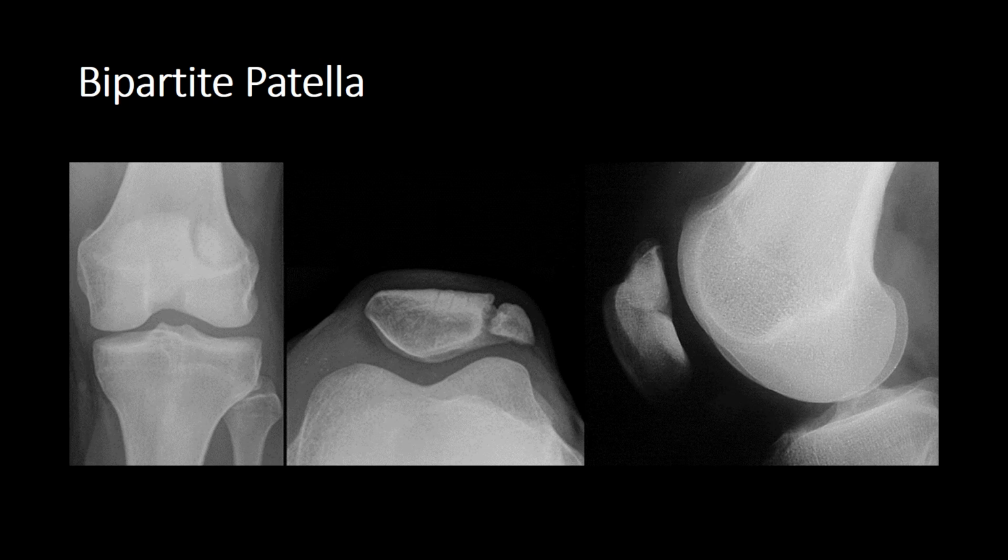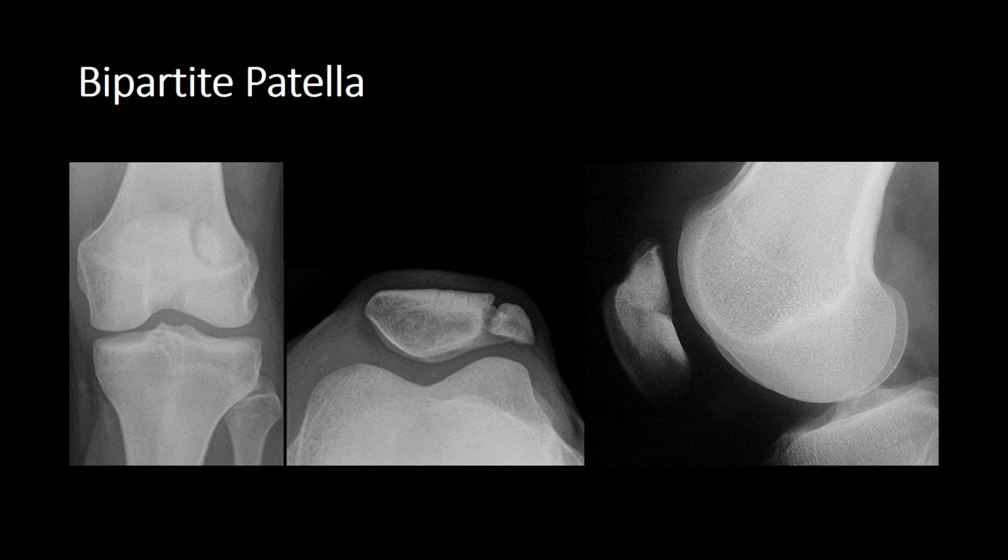Bipartite patella. This is a common anatomical variation. Classically, it appears in the superolateral aspect of the patella. We can clearly see there is a dense sclerotic line, indicating that they're well corticated. There is a cartilaginous relationship between the anatomical variation and the host bone of the patella. We can see it again on the lateral here.